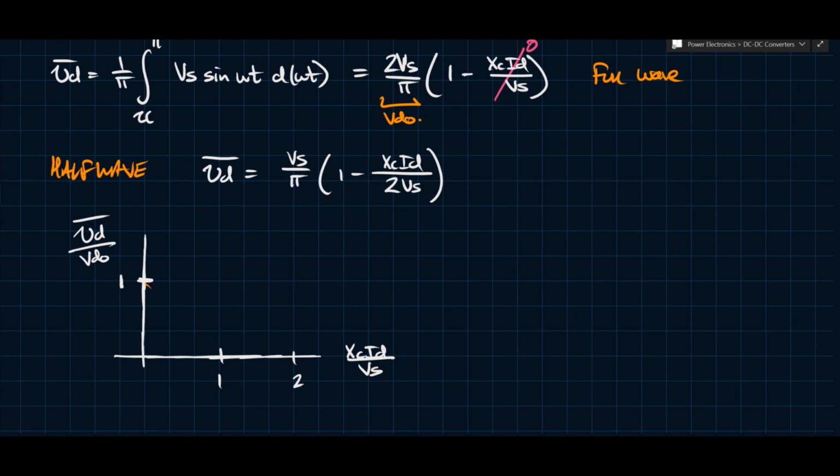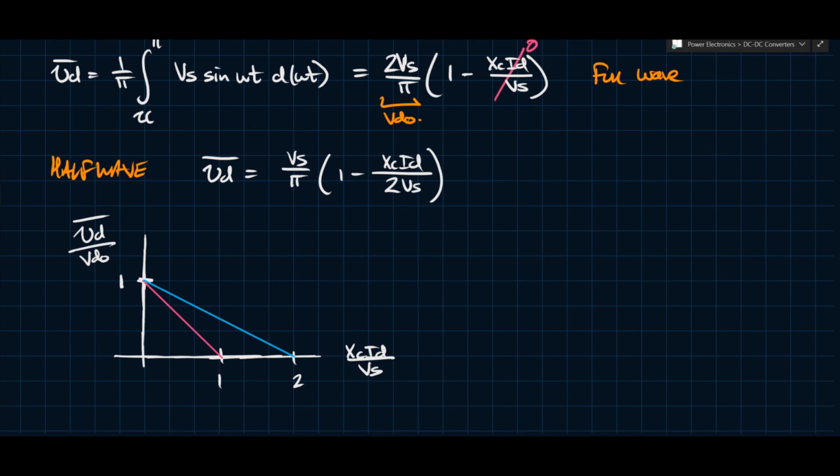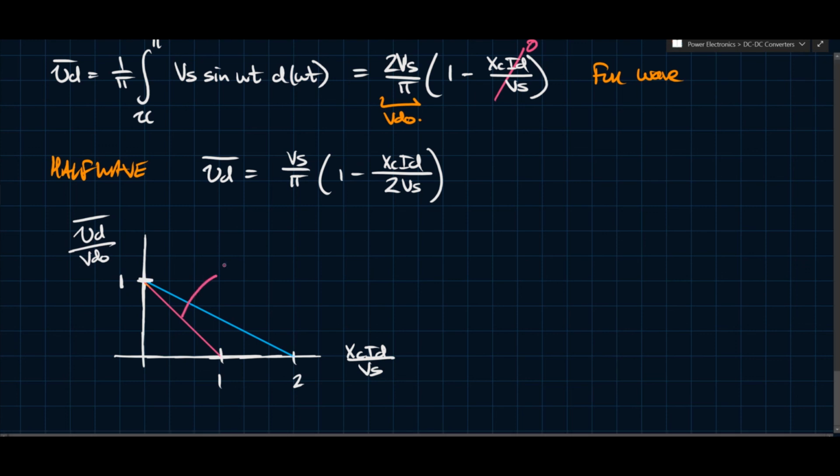Probably just use the line tool here, which I always forget about, so let's use that. So that is going to go between here and here. That's that one, and then let's use a different color for the other one. Okay, so there's two of them. And this is showing you the load regulation. This one is the full wave, and this one is half wave with freewheeling diode.